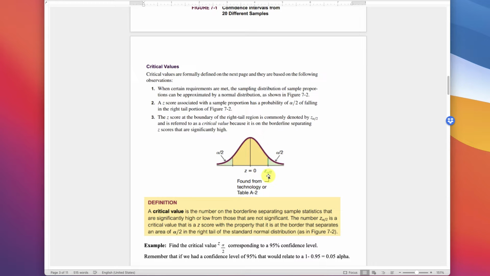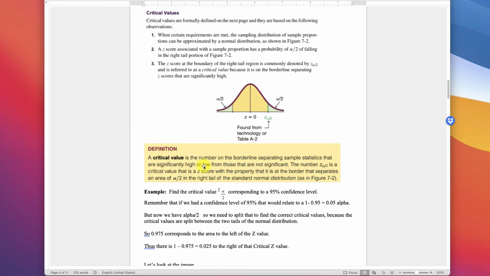So you see we got alpha. You're going to take alpha divided by 2, and then that's going to be this little area here, because you see you have another area over there. So the critical value is the number on the borderline separating the sample statistics that are significantly high or low. The number z sub alpha over 2 is a critical value that is a z-score with the property that it is a border that separates the area of alpha over 2 in the right tail of the standard normal distribution.